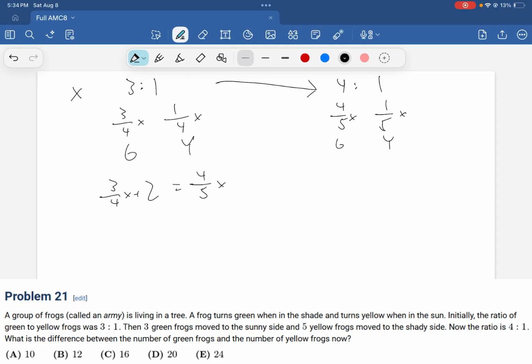So we can rearrange this as 2 equals 4/5 x minus 3/4 x. Do some fractions, and you get 1/20 x equals 2, which means x equals 40. We want the number of green minus the number of yellow. 4/5 of 40 is 32. 1/5 of 40 is 8. So 32 minus 8 is 24. So the answer is E.